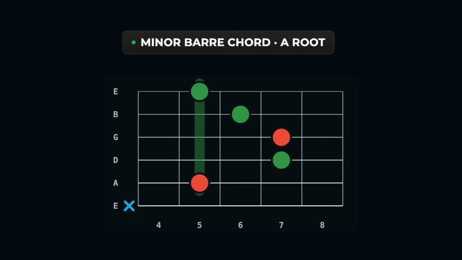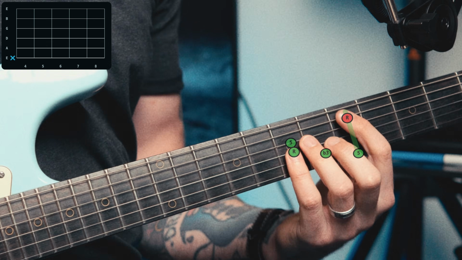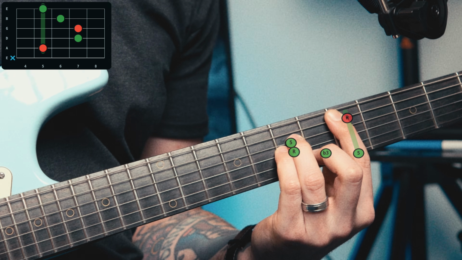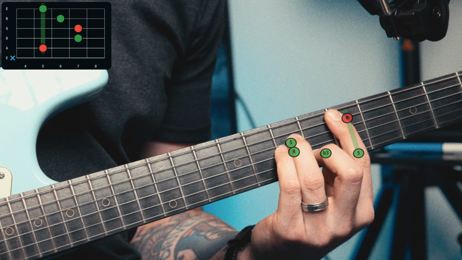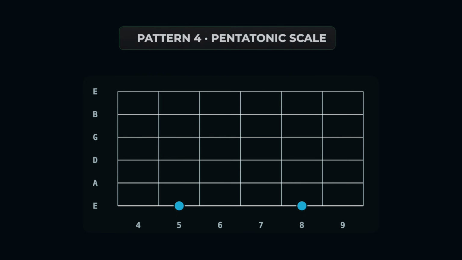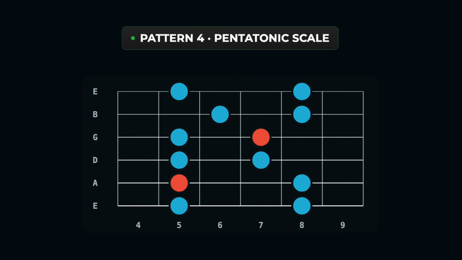Now the last shape is our minor bar chord on the A string. So we're going to build it from D again on the 5th fret, and it looks like this. It's your A minor bar chord shape. In this case it would be a D minor chord though, because that root note is on the 5th fret. Now the pentatonic shape surrounding this would be pattern 4.